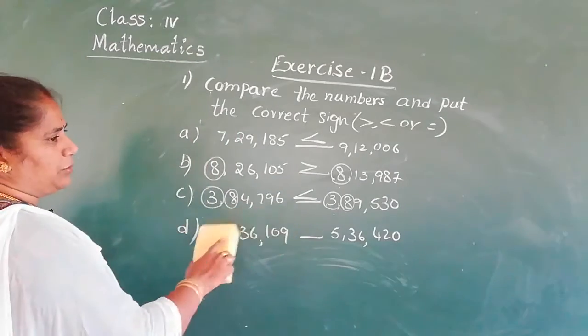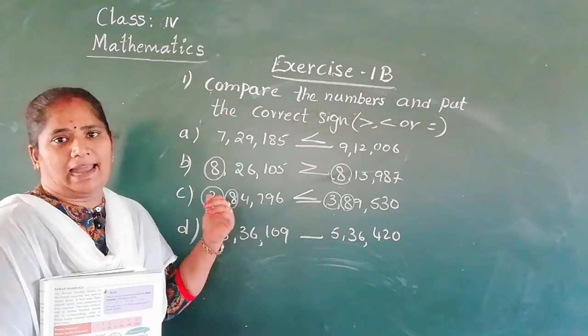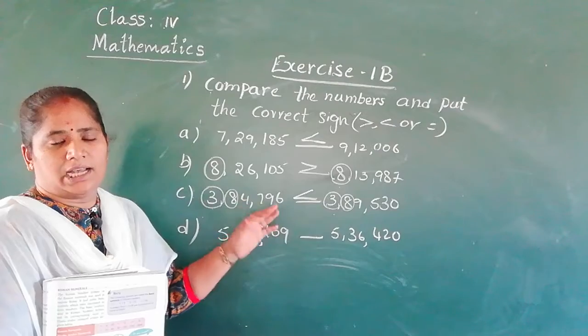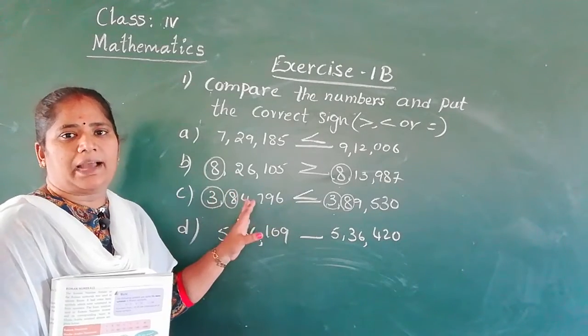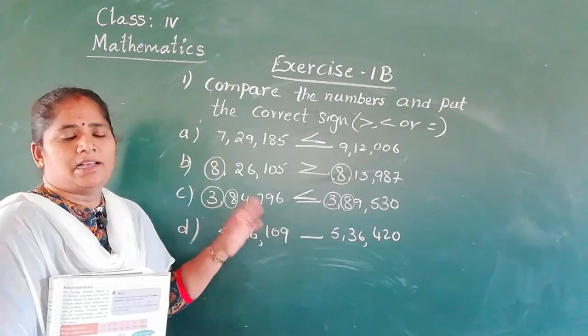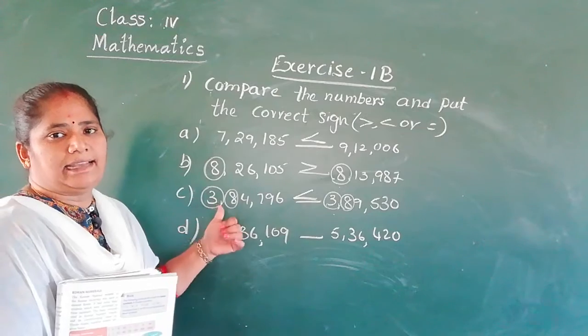Do you understand how to compare this? If the same number of digits are given, first you compare the lakh place. If the lakh places are the same, then we compare the 10,000s. If the 10,000s are the same, then we compare the thousands. If thousands are the same, then we compare the hundreds. If the hundreds are the same, then we compare the tens. Like that we compare and keep the symbol.